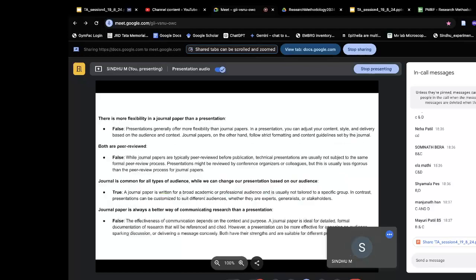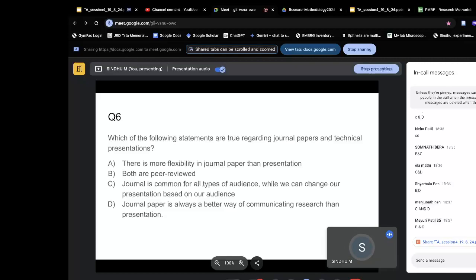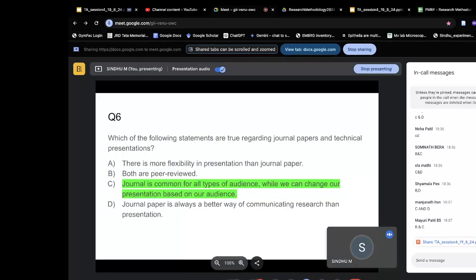And I'll just quickly go back to the fifth question, because this is correct only. C cannot be correct because they are asking which of the following are true about experimental details. When we are writing about the experimental details, we don't write about the results. That will be in a separate section. So this fifth one is correct only. I just wanted to clarify that, because results will be mentioned but it won't be mentioned with the experimental details. Let's go to the next question now.